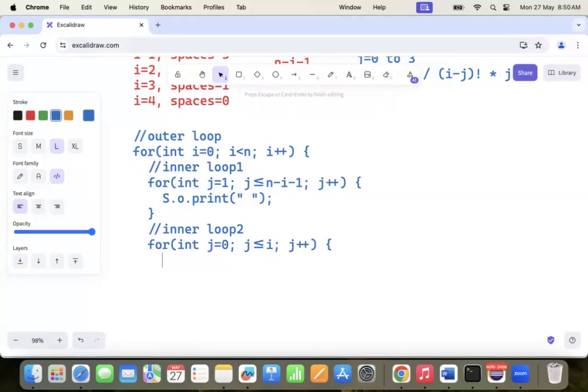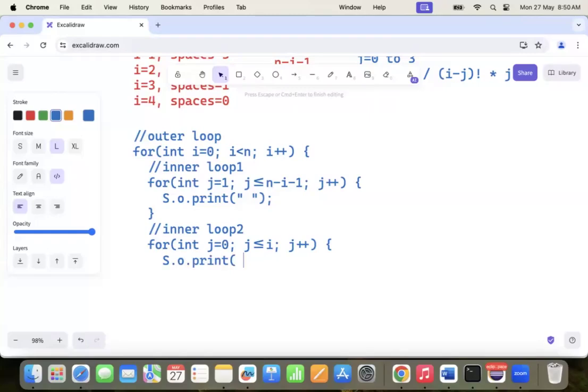Please understand, folks. System.out.print. What should I print? nCj. nCj means I cannot find it directly, right? What's the formula of nCj? It is i factorial divided by (i minus j) factorial into j factorial, right?